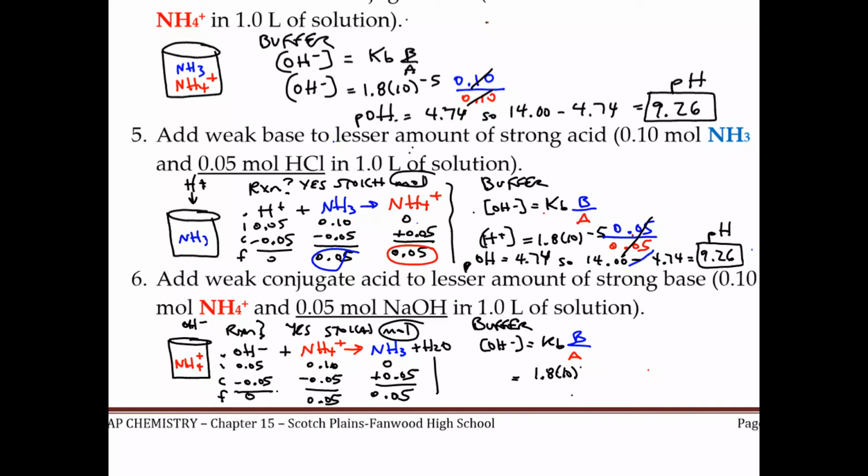1.8 times 10 to the minus fifth times the base 0.05, which was this, over the acid, which was this. That gives you the OH minus. The pOH is again going to be 4.74. And 14 minus that will give you 9.26 as a final pH. So to sum it all up, you can make a buffer with lots of different procedures.